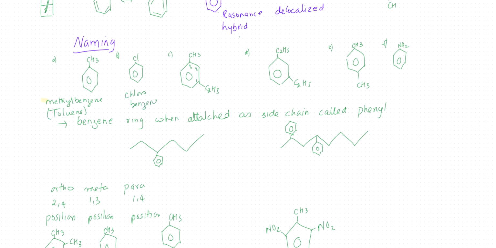Now here two different groups are attached. One is an ethyl and a methyl group. So when we name, ethyl comes first alphabetically. So ethyl is carbon 1, then 2 and 3, 4, 5, 6. So 1-ethyl, 3-methyl benzene.